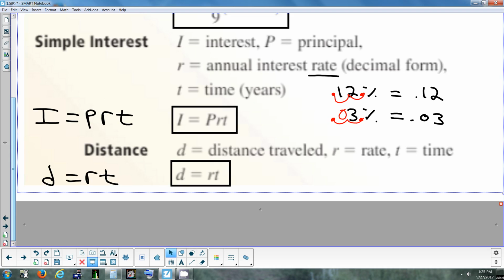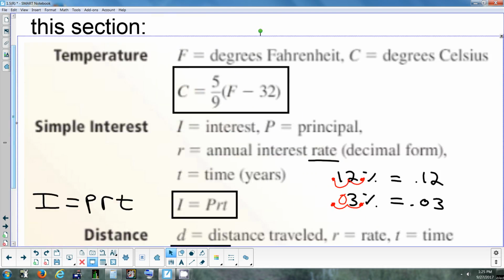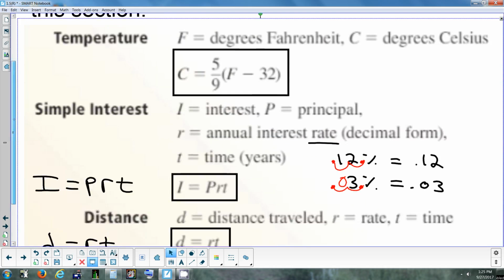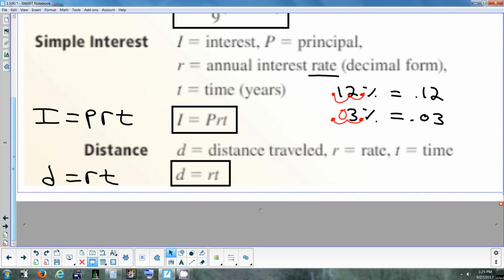Okay, notice some of these formulas have 4 letters in them. Some have 3. The first one we did only had 2. But these are all literal equations, and we'll practice right now with the interest one and the temperature one. Not sure if we're going to do a distance problem.